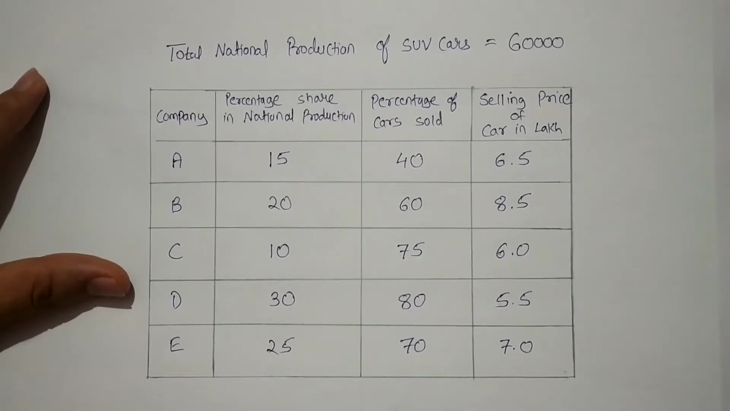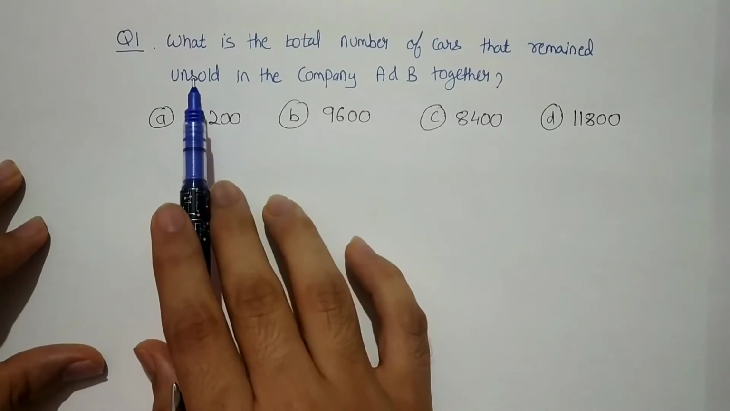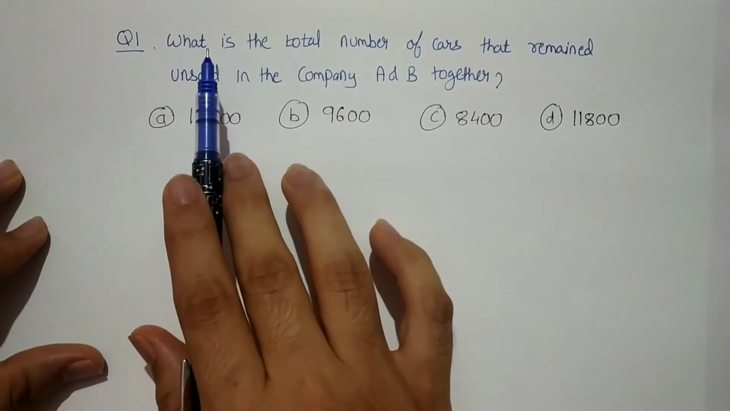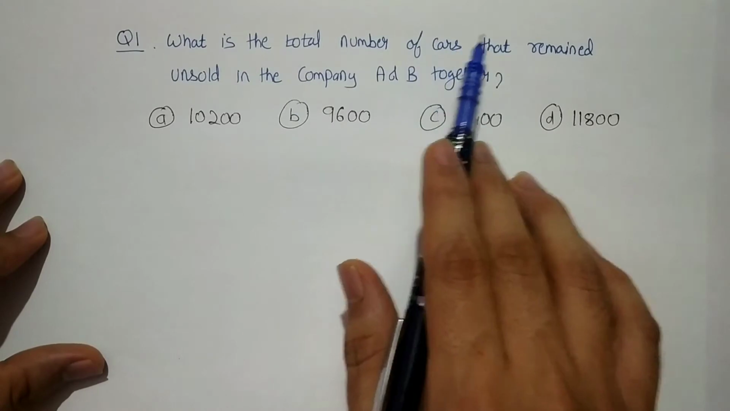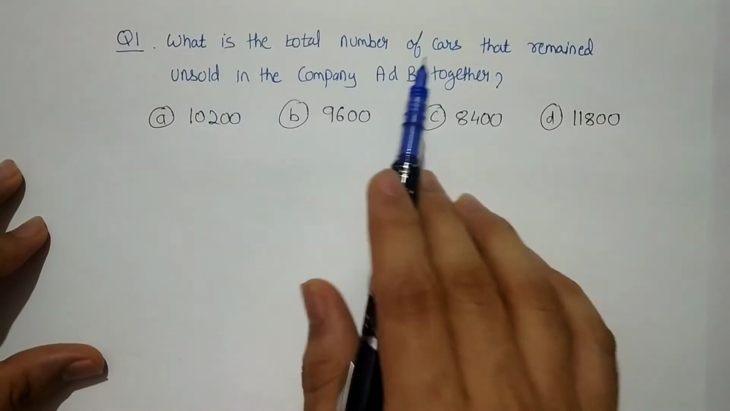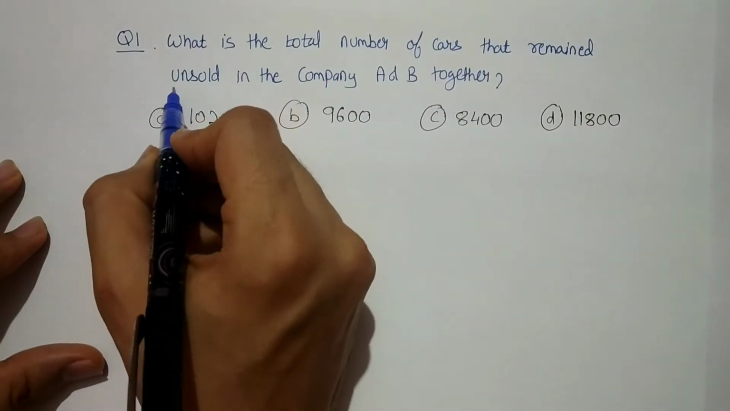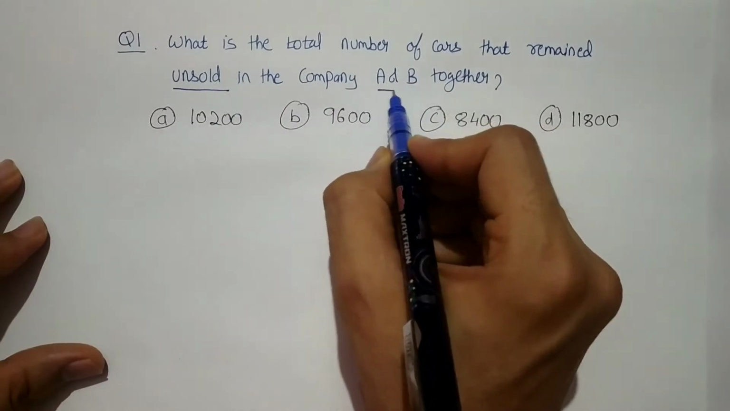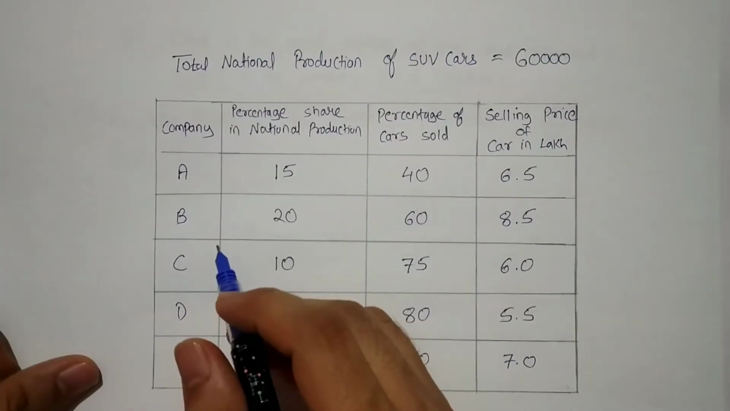Now let's move on to the individual problems. Now as you can see on your screen, the first question is, what is the total number of cars that remained unsold in company A and B together? So you have to find out unsold cars in A and B together.